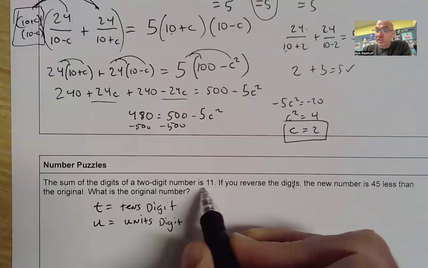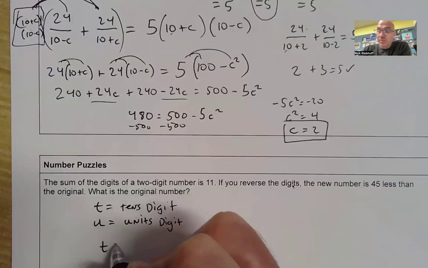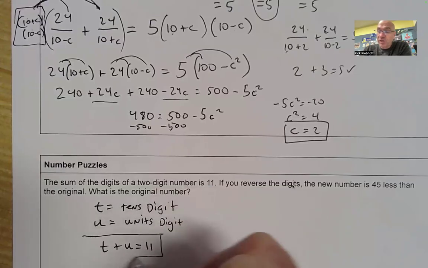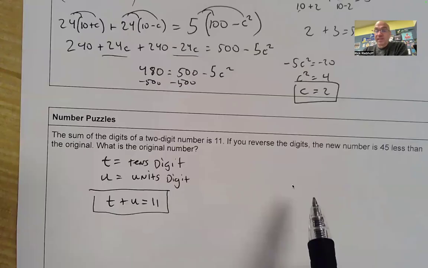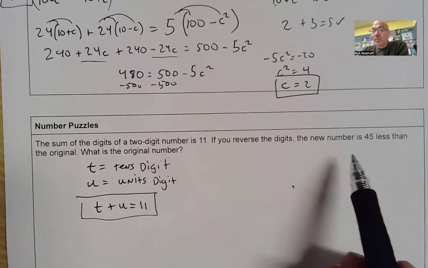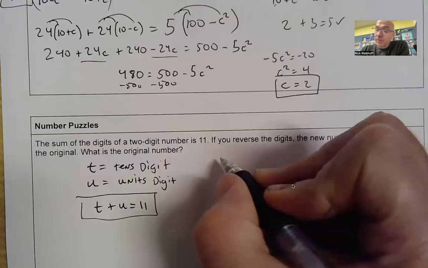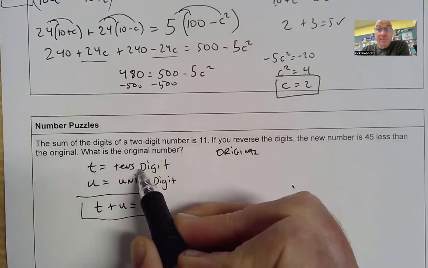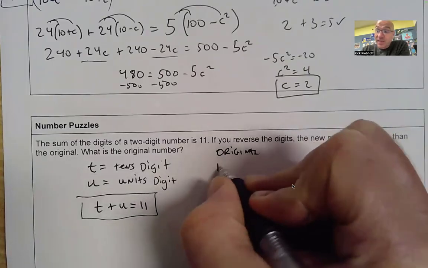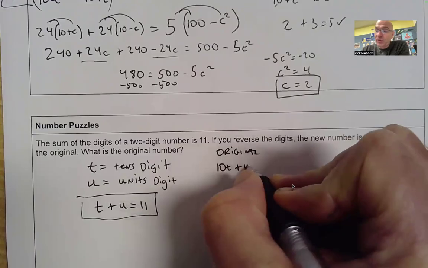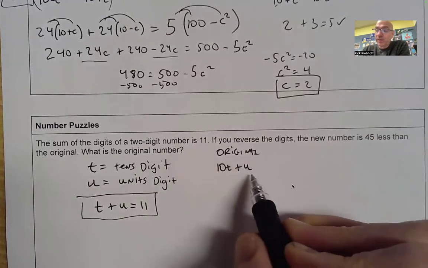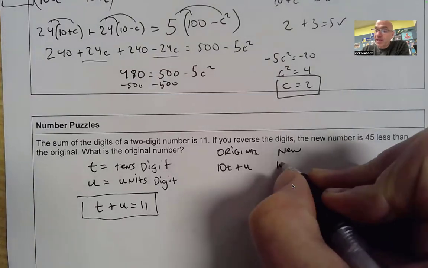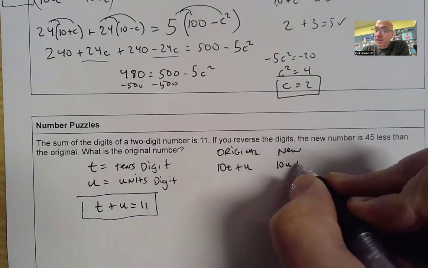So it says the sum of the digits is 11, easy peasy. We got t plus u equals 11. I've got my first equation, okay? Equation number 1 right there. It says here, if you reverse the digits, the new number is 45 less than the original. Well, what was the original number? Original number was the tens digit times 10. So 10t plus u, right? That's the original one. The new reversed number is going to be 10 times u plus t, right?